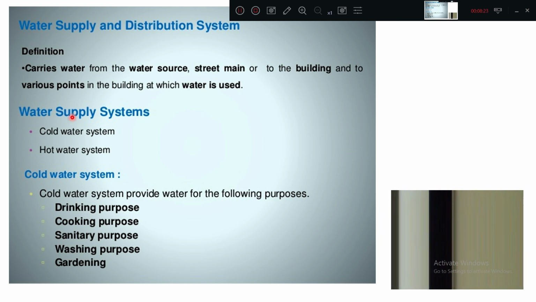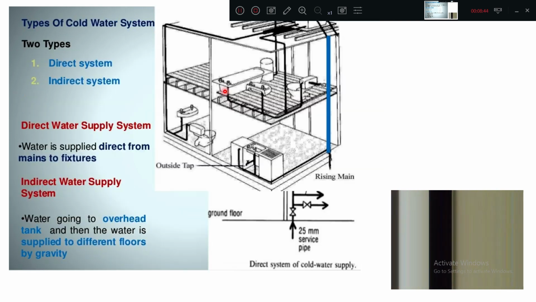Generally in a water supply system, two cases are there: cold water system and hot water system. In the cold water system, for what purpose is it generally used? Drinking, cooking, sanitary, washing, gardening. So cold water is generally used for these five basic purposes. If you see this diagram, we will understand the types of cold water system, that is direct and indirect.